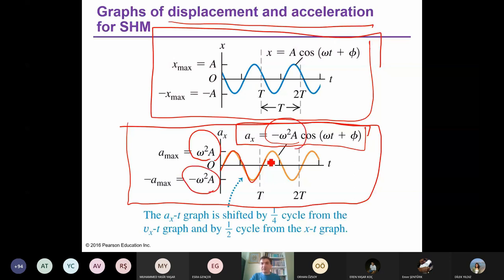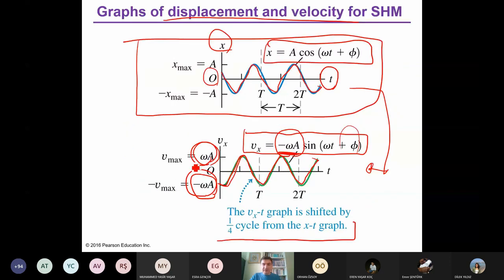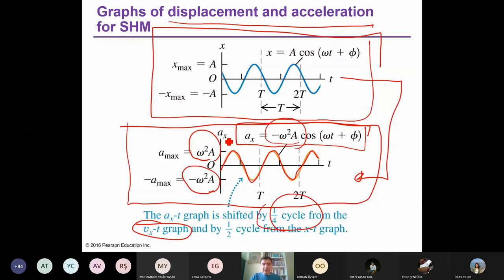What do you see here? It is also different from the x-t graph. It is shifted by one quarter cycle from the vx-t graph. Okay, this was the vx-t graph. And this ax-t graph is shifted by one half cycle from the x-t graph. And this oscillation has a different amplitude compared to x, okay?